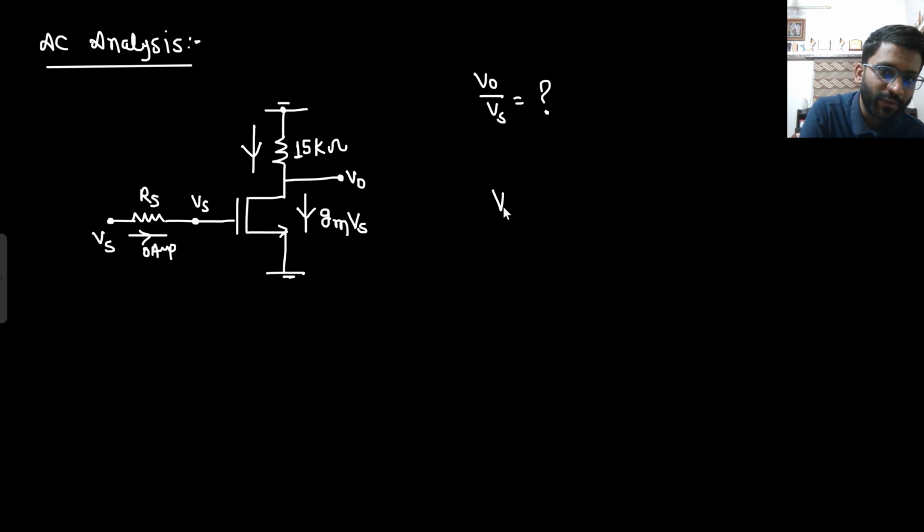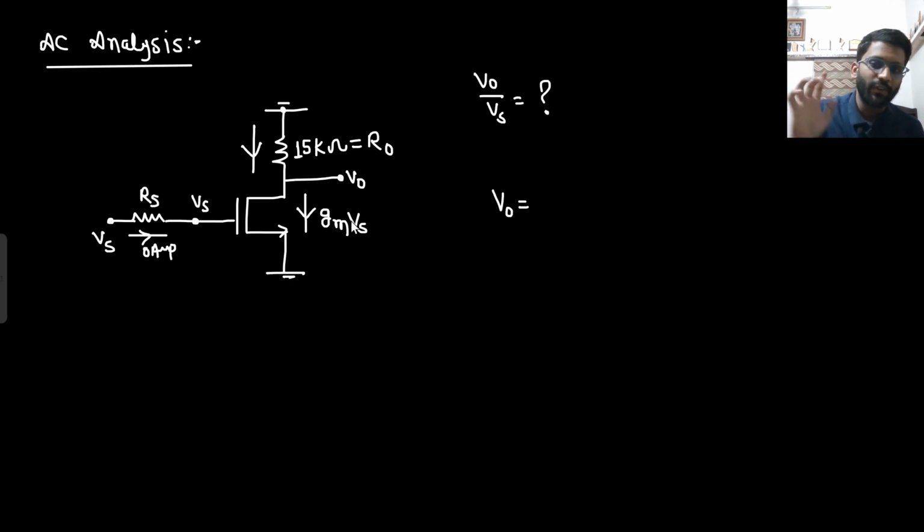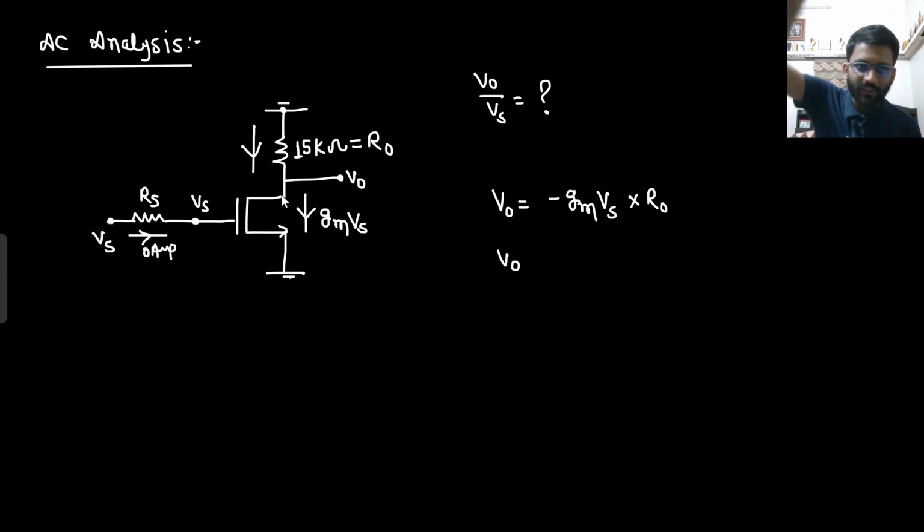So what will be the value of V naught? This was R naught only, no? This was R naught, right? So what will be the value of V naught? That will be minus Gm Vs into R naught. Current into resistance, that's it. So your V naught by Vs is, since this is 0, this will be negative, right? Current always flows from high to low potential. So this V naught is low potential.